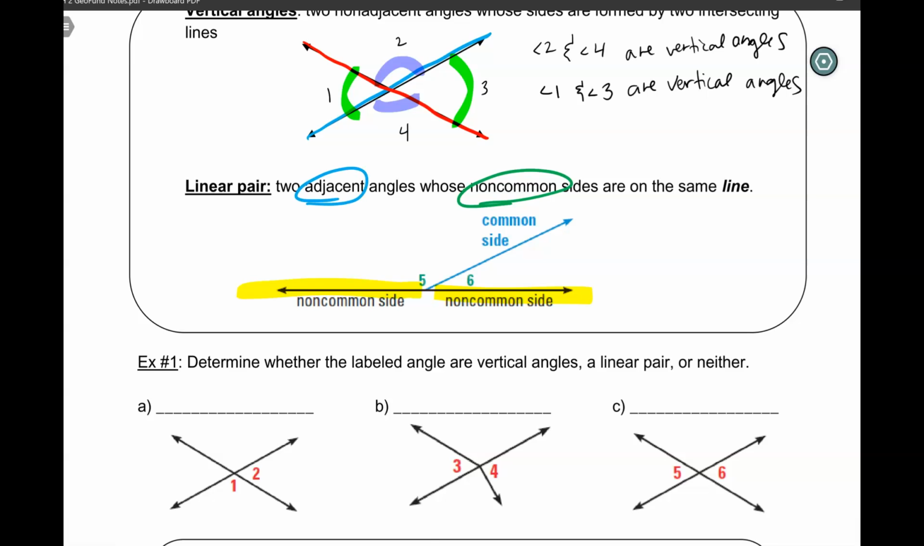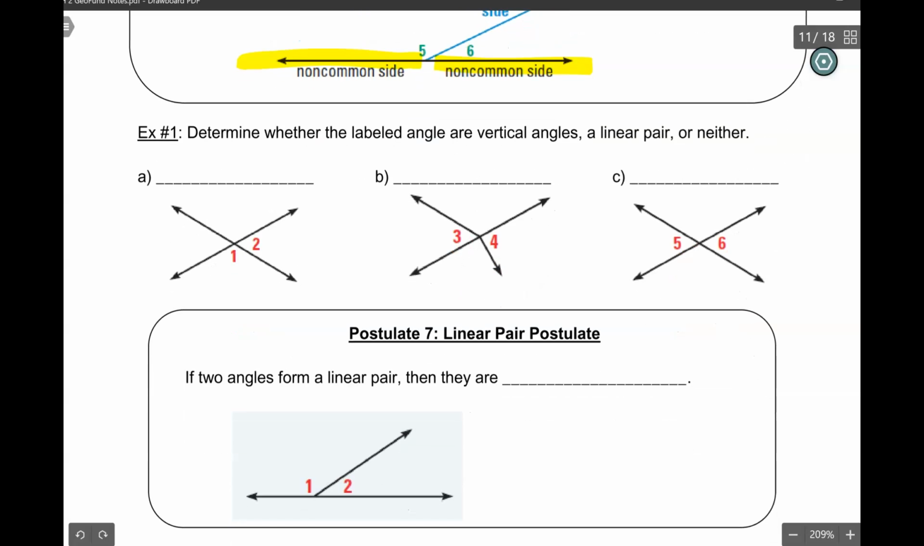Okay, so we want to determine whether each labeled pair of angles is a vertical pair, a linear pair, or neither. So this is going to be a linear pair because I have two angles that are next to each other, they're adjacent, and their non-common sides form a line. Now the issue with 3 and 4 is, if I extend this line out, why is this line all crooked? This is not okay. We have to have lines. If I would draw this out, this is just a segment. So I can't say they're vertical angles. So these are going to be neither.